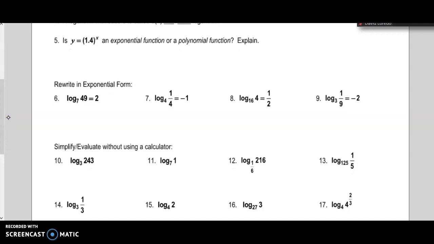6 through 8 we write in exponential form. So let me just define that once again. So log base b of some argument y is equal to x. That is equivalent to stating your base to the x power is equal to y. So 6 through 9, you're just rewriting it.